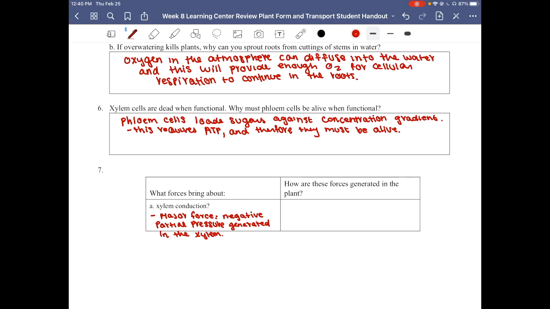So how that's being generated is there's going to be transpirational loss of water from the leaf surface, right? And it can happen in other places too, but the leaf is the main area on the plant. So when it does that, there's going to be a negative partial pressure. So that's how the negative partial pressure is generated in the xylem.